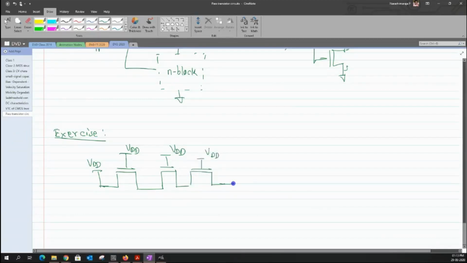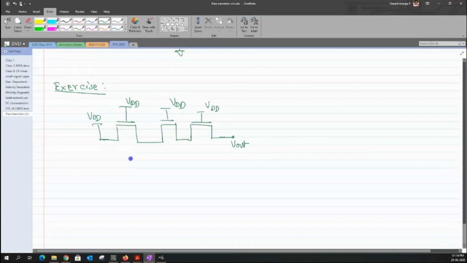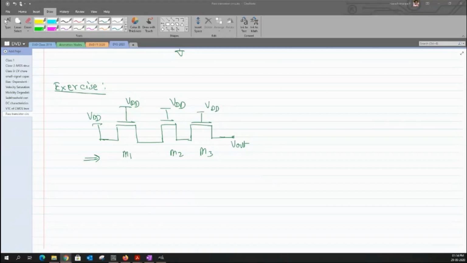So what would be the output voltage for this circuit? The entire analysis can be done from the left side towards the right side. So that is the small hint that I can give. You can begin with the first transistor M1, later analyze M2, and later M3. Now I just want to know what would be the Vout for this particular circuit.